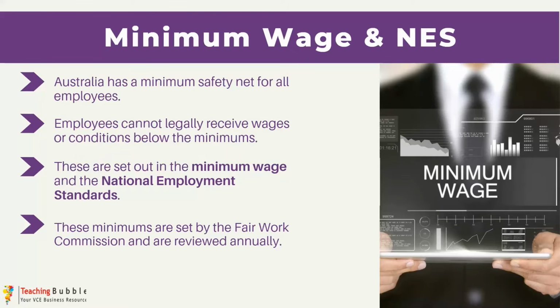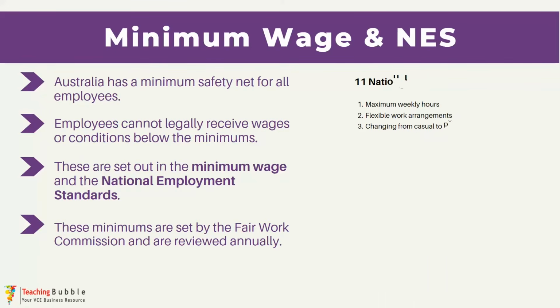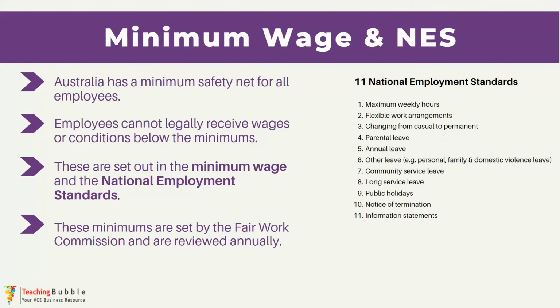So in Australia, we have a safety net for all employees, and no employee can legally receive wages or conditions below those minimums. The minimums are set out in the minimum wage, which outlines the minimum an employee can be paid, as well as the national employment standards. There are 11 standards, and they set out the minimum conditions that an employee can receive. On the right are the categories in the national employment standards. For example, it covers the minimum annual leave an employee can receive, as well as the maximum hours an employee can be asked to work, as well as all the other categories that are there.